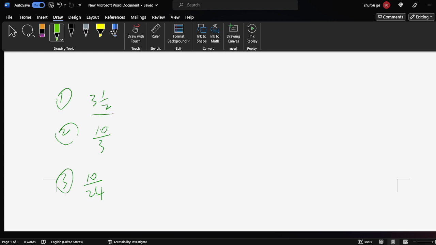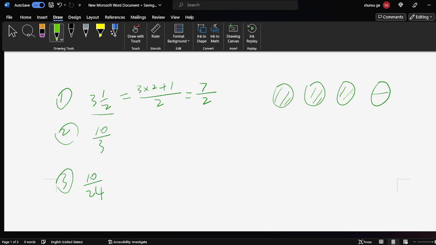This is a mixed fraction, so we can change it to an improper fraction. It means 3 times 2 plus 1, divided by 2. So 7 divided by 2. What do I mean? First we come here, 3 with 1 over 2. Okay, it's here. You see?